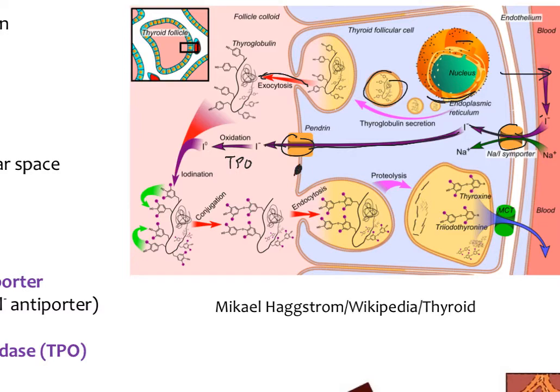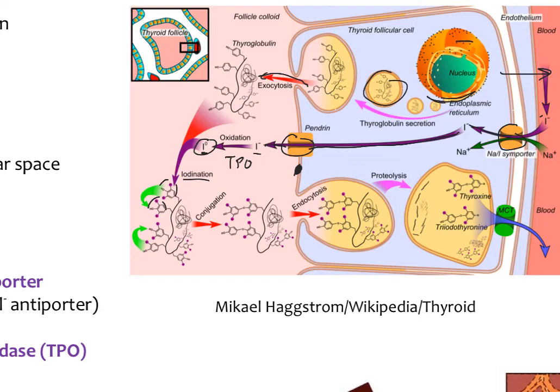And the TPO will oxidize the iodine, I negative ion, into molecular iodine, or just iodine, non-ion, just the atom of iodine. And that will then attach itself to the thyroglobulin via a process called iodination. And then we have these iodinated tyrosine residues that are part of that thyroglobulin.